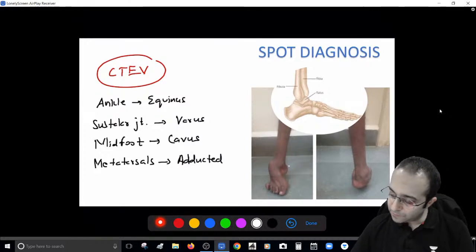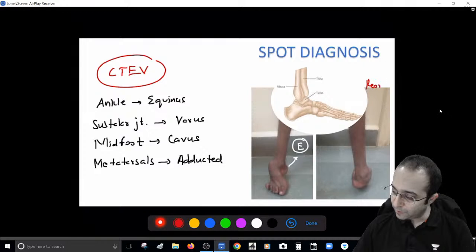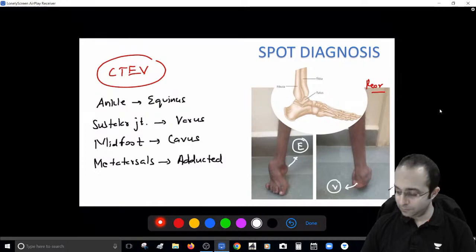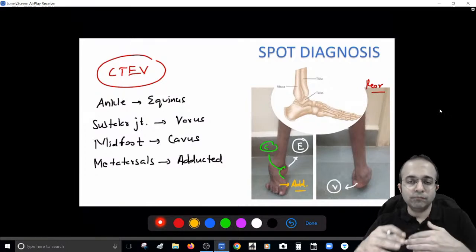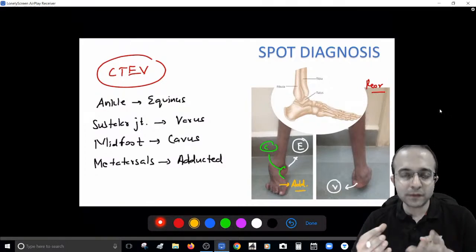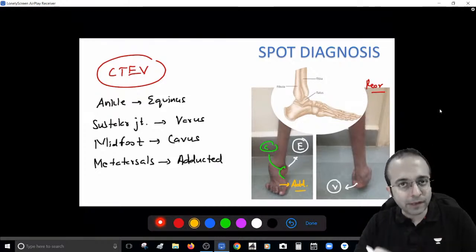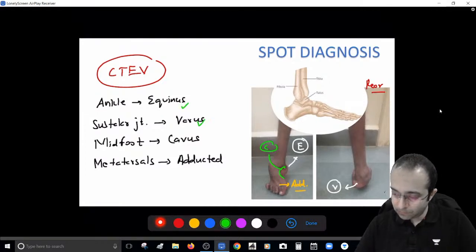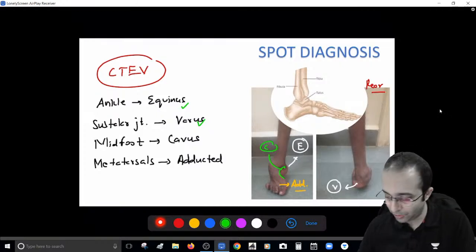So look at this foot. The heel is in the air because there is equinus. This is the rear view. पीछे से देख रहे हैं. So see the heel twisted medially because there is varus. Look at this exaggerated medial longitudinal arch, जिसे मैं cavus कह रहा हूँ. And just see these metatarsals adducted, अंदर को point कर रही हैं. So when you have these 4 deformities in the foot, that's where you label the diagnosis as CTEV: congenital talipes equinovarus. Clear enough, guys? Cavus means exaggerated medial longitudinal arch here.